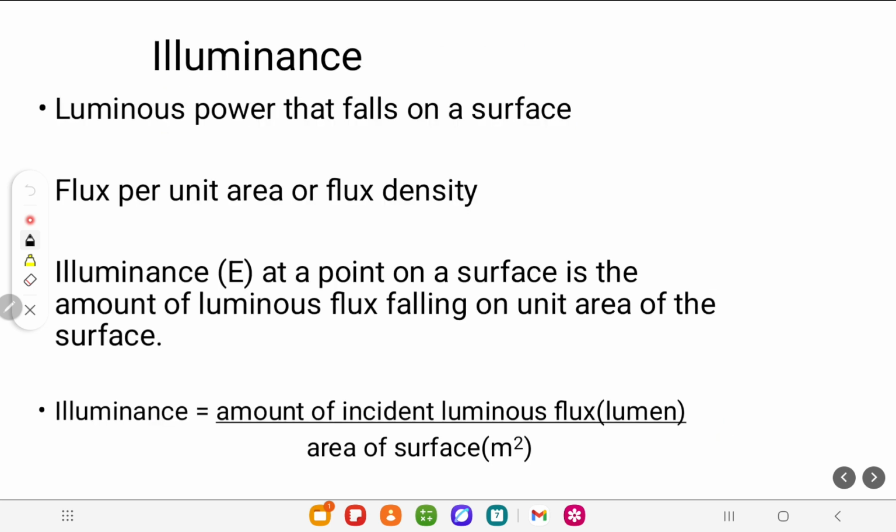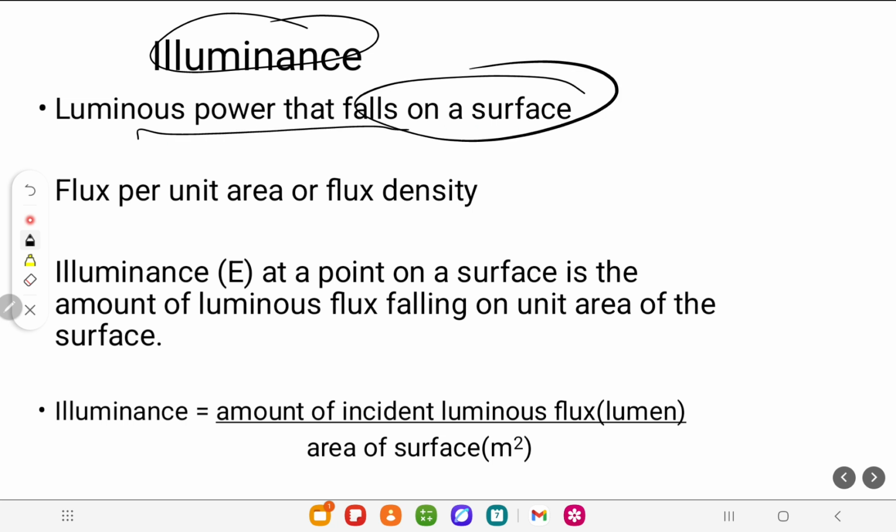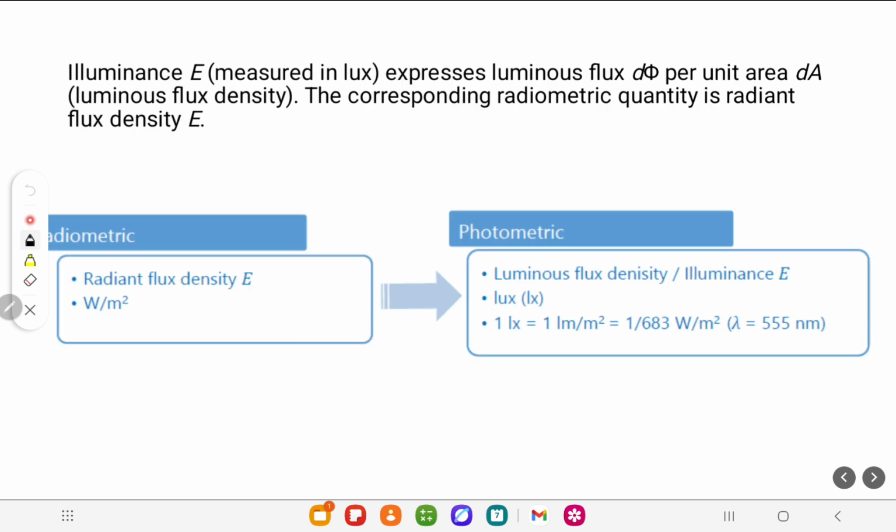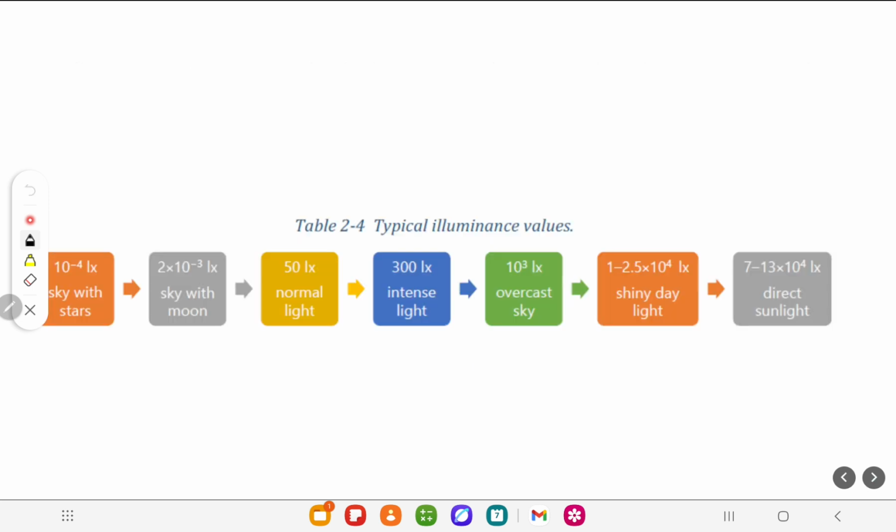Okay, so illuminance is the power that falls on the surface. Illuminance is the power that falls on a surface, so flux per unit area. Basically it is the amount of light, which is lumen, divided by surface area in meter square. It's very simple. This is called lux. So it is the amount of lumen per meter square. It's simple as hell, and you see that lux unit in a lot of places.